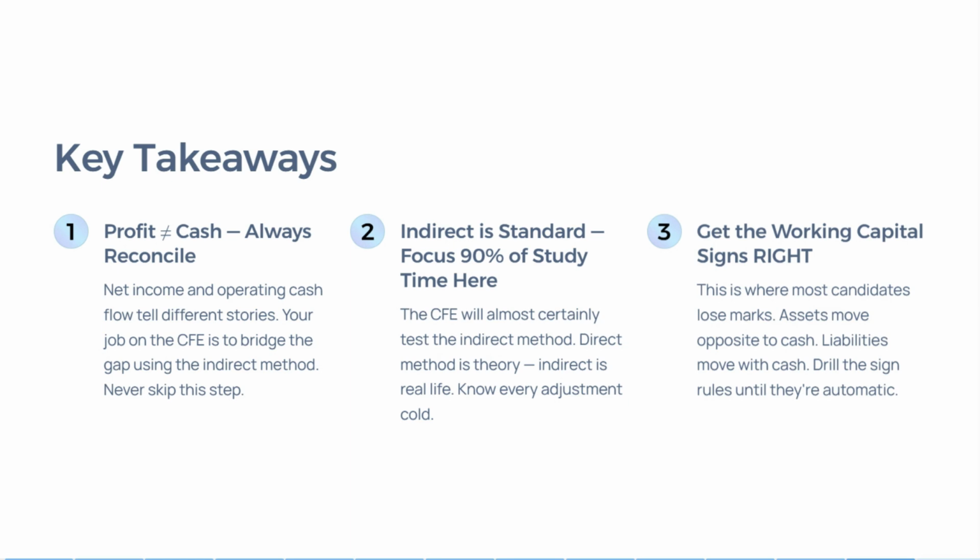here. The CFE will almost certainly test the indirect method. The direct method is mostly theory, while the indirect method is real life. Know every adjustment cold. Get the working capital signs right. This is where most candidates lose marks. Assets move opposite to cash. Liabilities move with cash. Drill the sign rules until they're automatic.